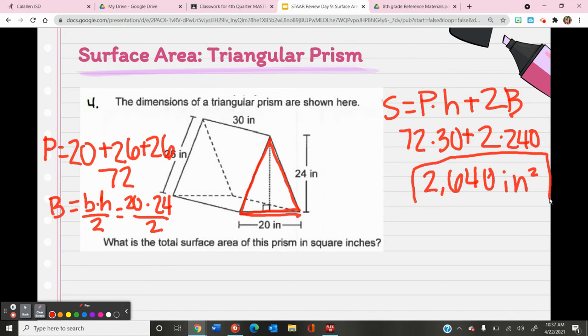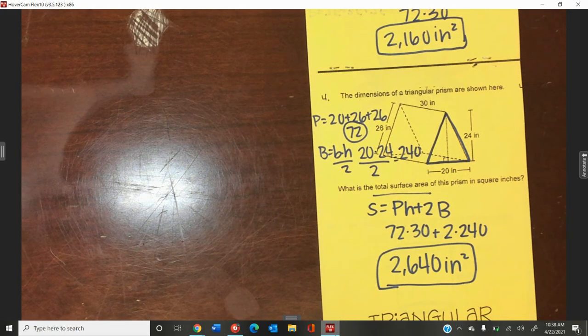So now taking a look at your foldable, this is everything you should have written down for number 4. Give it a second to adjust. Okay, so again, that's everything you should have written down. Now we're going to go ahead and fold up triangular prisms.